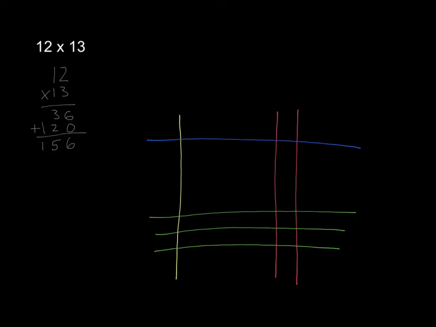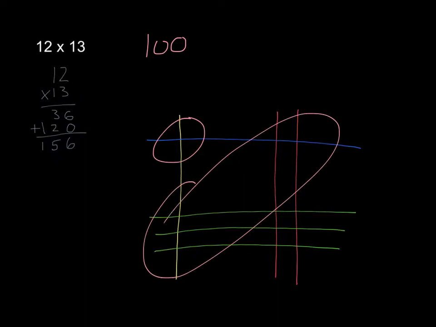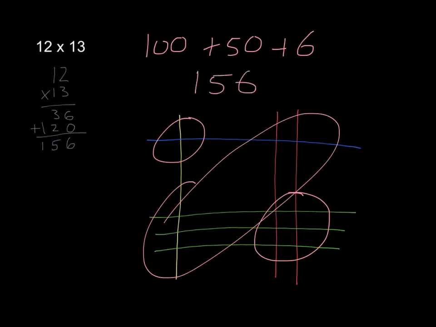Okay. Starting with our 10s, we have 10 times 10, which is 100. We can look at our 10s times 1s, and we have 1, 2, 3, 4, 5 of those, so we have 50. And then we have 1s times 1s, and we have 6 of those. And if we add our 100 plus 50 and 6, we have 156, which is the same product as when we solved the regular algorithm.